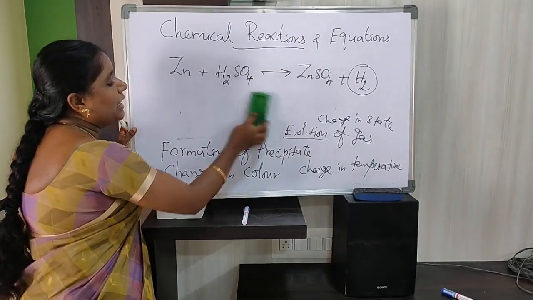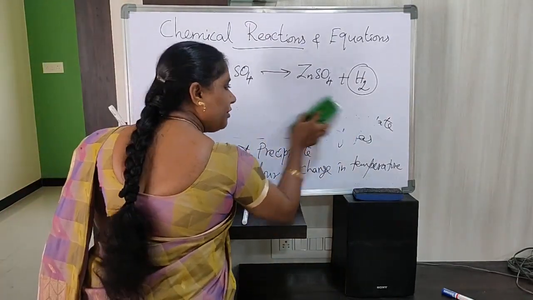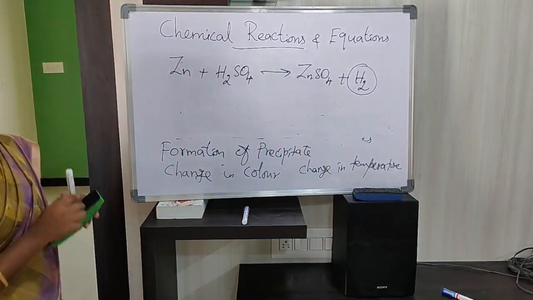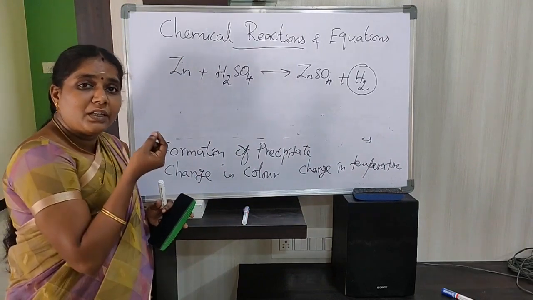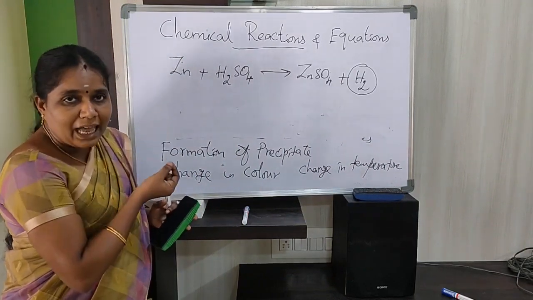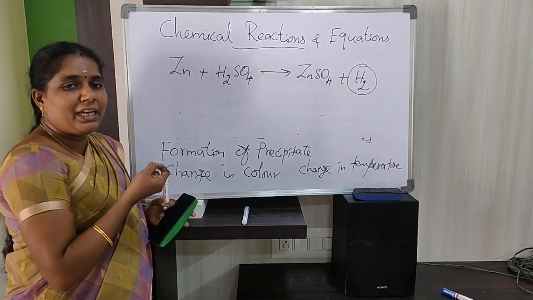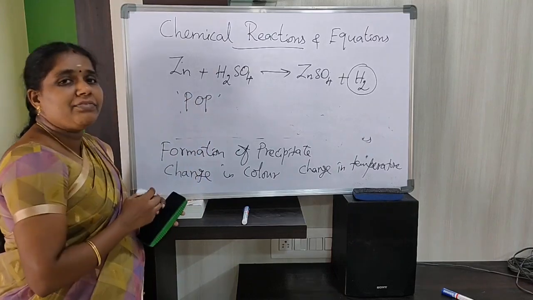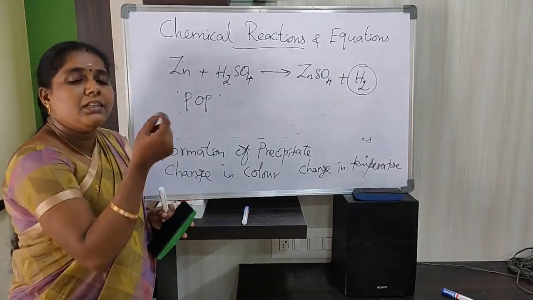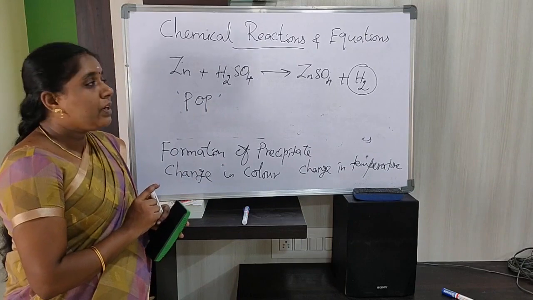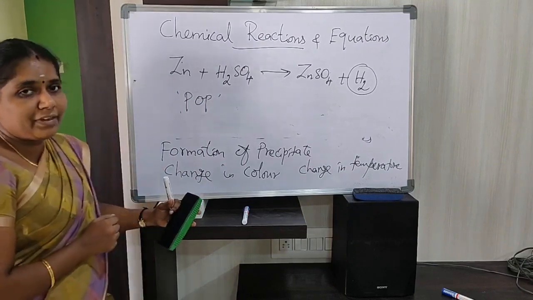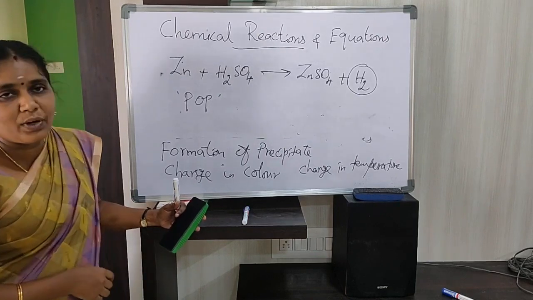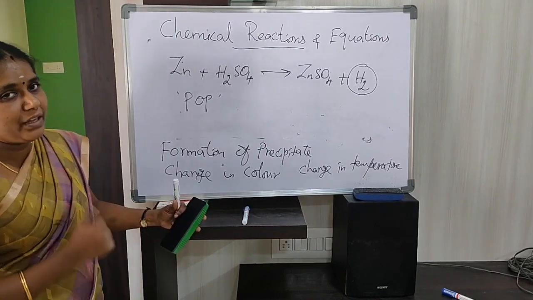So how will you know that the releasing gas is hydrogen? For that also we have discussed already. During this evolution of gas we have to keep a burning matchstick or burning candle near the mouth of the test tube. It gives a pop sound. With the help of that pop sound we can identify the releasing gas is hydrogen. So with the help of the evolution of gas we can identify one chemical reaction has taken place. This is one of the characteristics of chemical reaction.